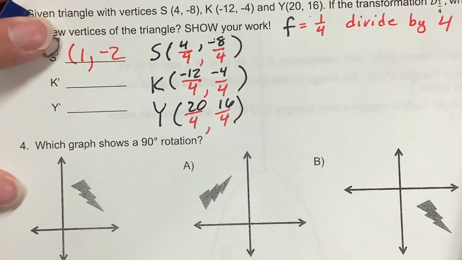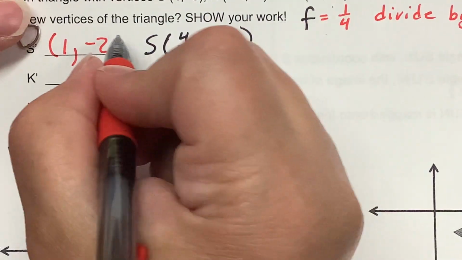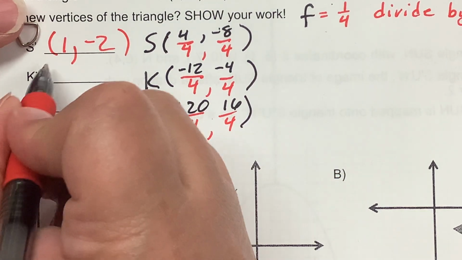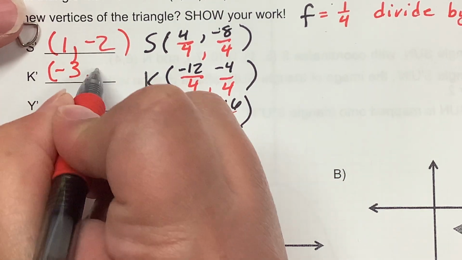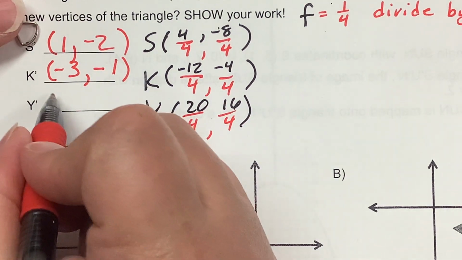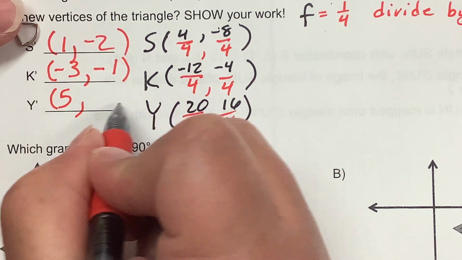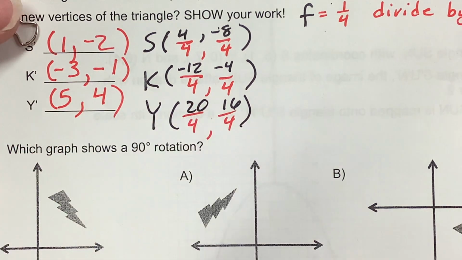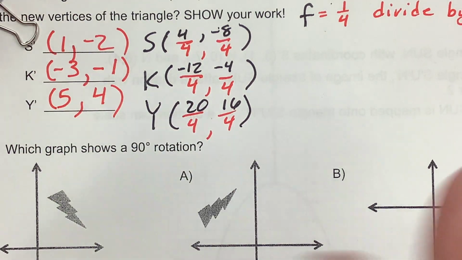I'll make this a little bigger. It's hard to see like that. Okay, negative 12 divided by 4 is negative 3. Negative 4 divided by 4 is negative 1. 20 divided by 4 is 5. 16 divided by 4 is 4. And there you go. Divide by 4.